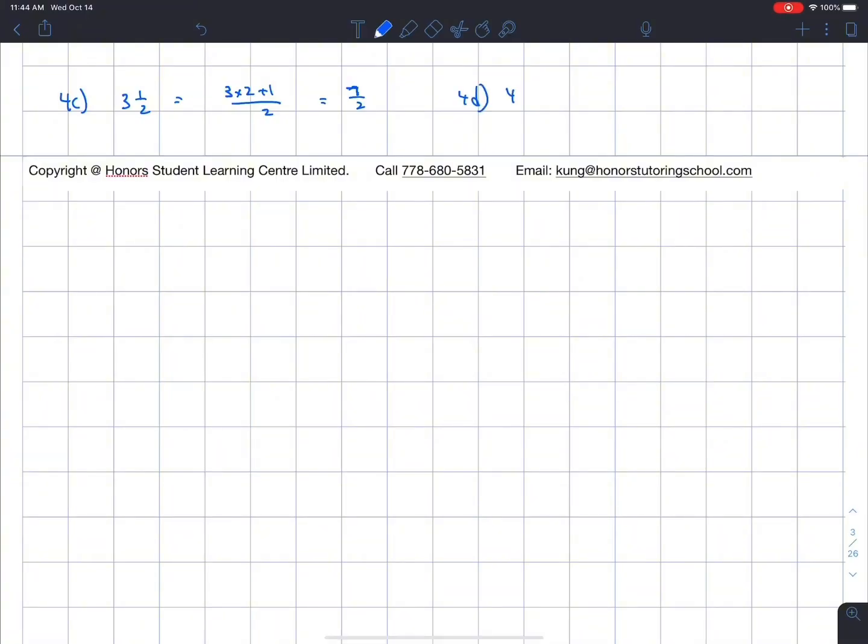For D, 4 and 2/5. Again, the whole number 4 times 5 pieces in each circle, plus the numerator 2 over the same denominator 5. And we will get 22/5. 4 times 5 is 20. 20 plus 2 is 22. For E, 7 and 3/4. So 7 whole. Each whole has 4 little pieces, plus the numerator 3 over the same denominator 4. 7 times 4 is 28. 28 plus 3 is 31.